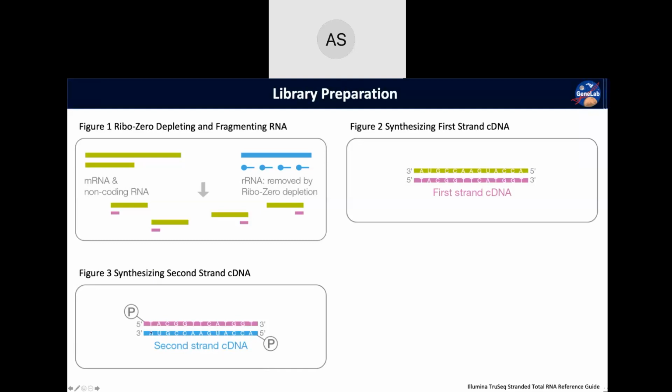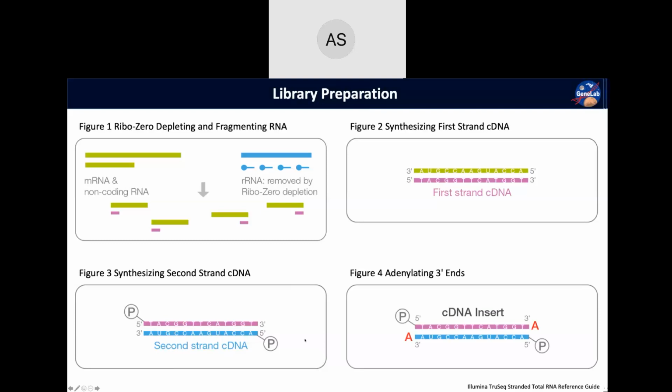And so that's what you can see in blue here. So you notice that we have U's instead of T's, and we'll see how that allows it to be stranded later on in the library preparation. So right now we synthesized our first strand of cDNA, we then synthesized the second strand of cDNA, but made it with U's instead of T's. And then our next step is to adenylate the 3' ends of our cDNA.